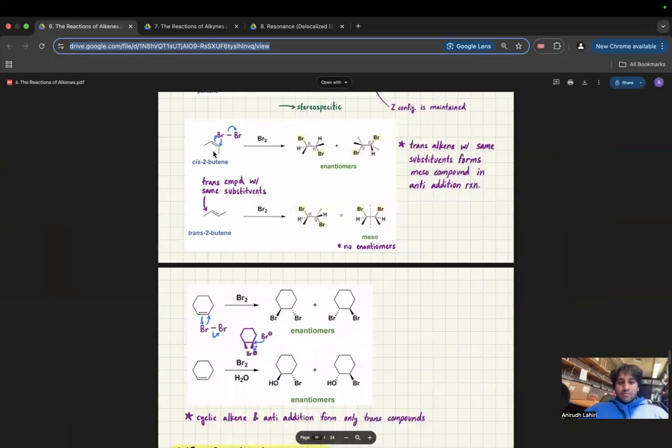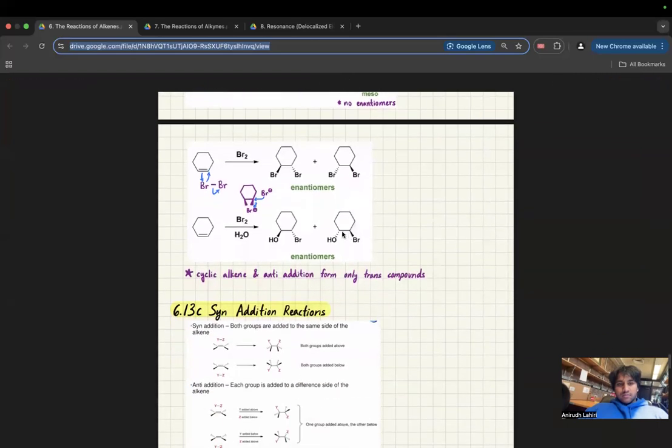But basically, again, we have something that's cis here, trans here. Trans alkene with same substituents forms a meso compound in addition reaction. What is a meso compound? A meso compound is a compound with a plane of symmetry. So this is another example of something being stereospecific, right? Because cis forms different products than trans.